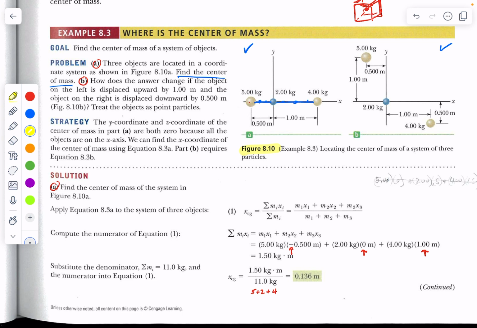We know that the masses are 5, 2, and 4. We also know that the 5 and the 2 kilogram masses are half a meter apart, and the 2 and the 4 are 1 meter apart.